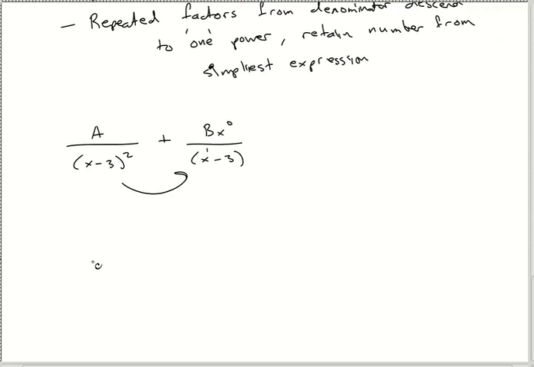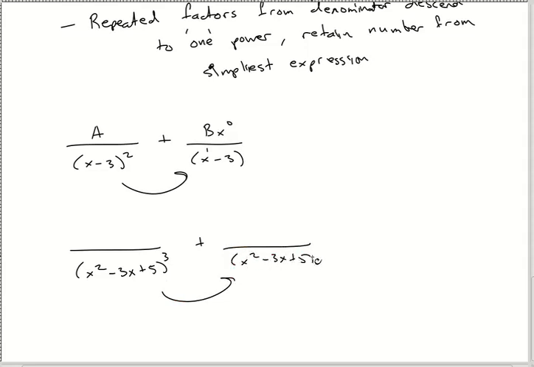Let's do another example because this could be kind of weird. I got x squared minus 3x plus 5. And let's call it cubed. Well, if I have a cube, I now have to also have a square. Hold on. And then I also have to have the 1 power.